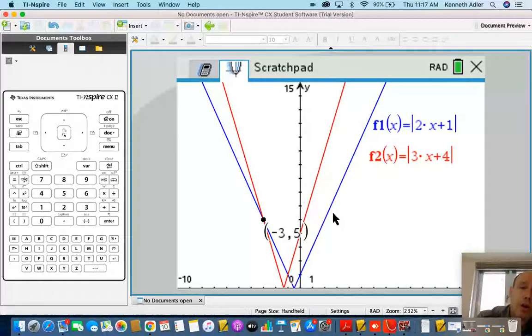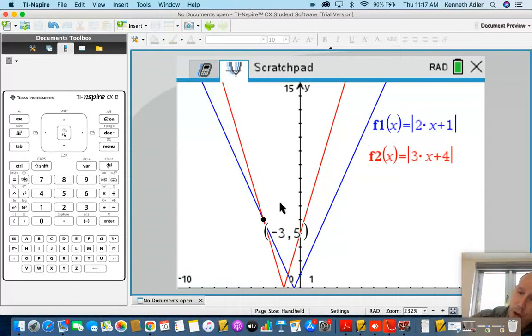And the way I describe it is I say that the right branch of either of these is 2x plus 1 or 3x plus 4, but the left branch is negative 2x plus 1 and negative 3x plus 4 because we reflected the negative part over the x-axis. So that's the way I'm going to talk about it algebraically in the video.